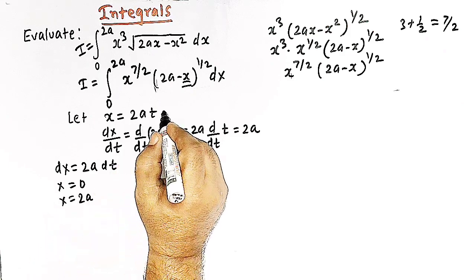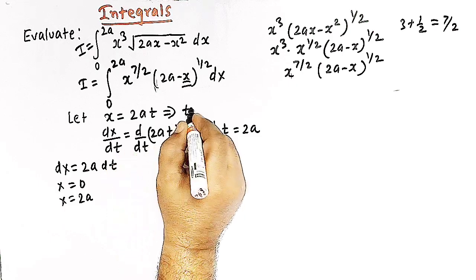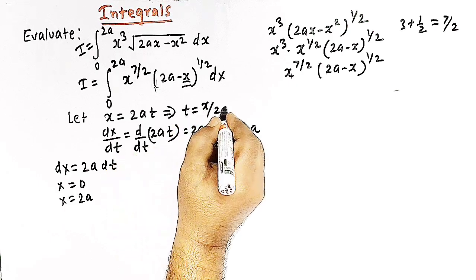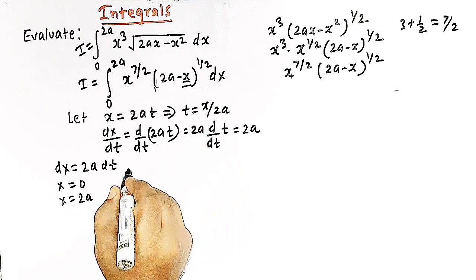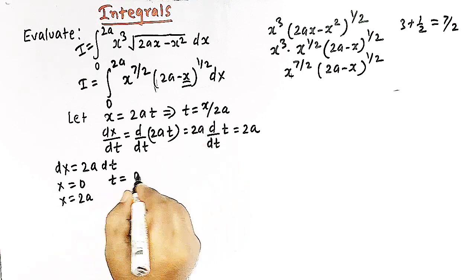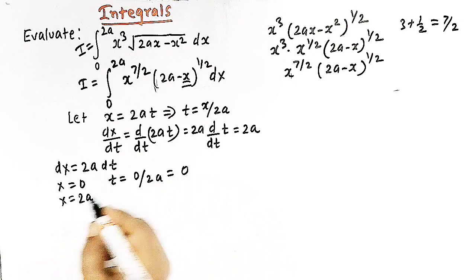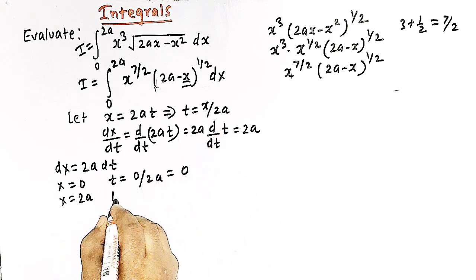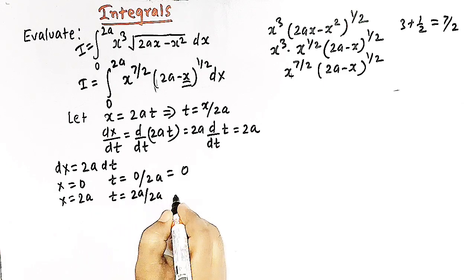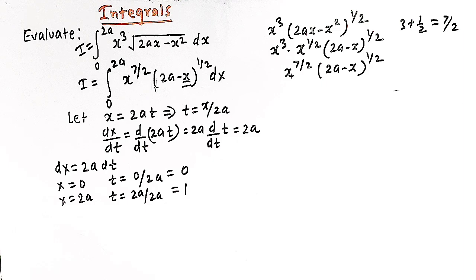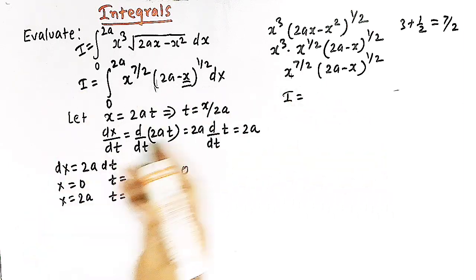Now the corresponding values of t can be obtained from this relation. So t is x over 2a. So when we take x is equal to 0 over here, then the value of t is 0 over 2a, that is simply 0. And when we take x is equal to 2a, then the value of t is 2a over 2a, that is equal to 1, right? So now let us write this integral I in terms of t.